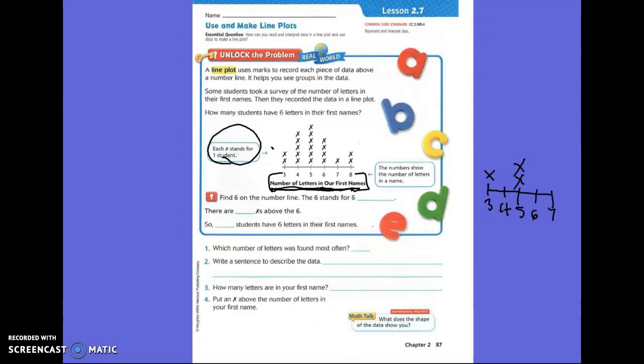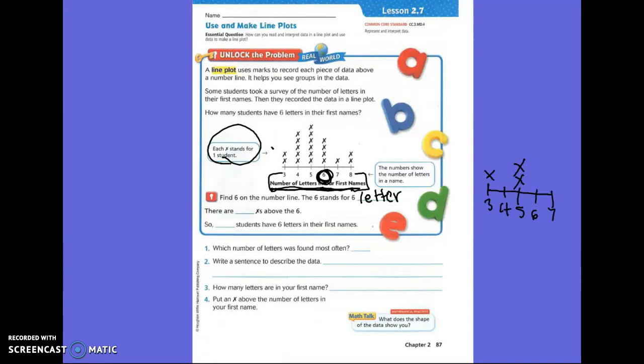Okay, so find 6 on the number line. The 6 stands for people. No, for students. No. Letters. This 6 stands for letters, the letters in the name. Remember how I said that these are letters in a name, and I showed you that the label says number of letters in the first name? But then when I asked you what 6 meant, you said students. No, it's letters, okay? Letters.